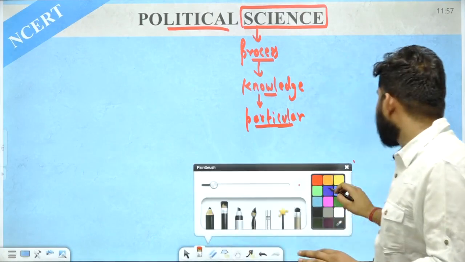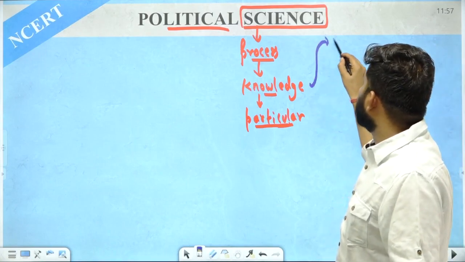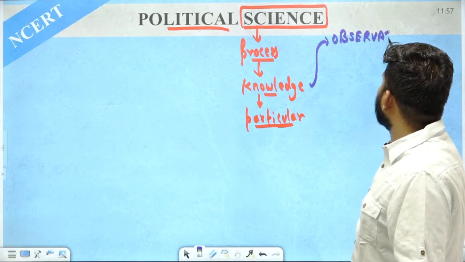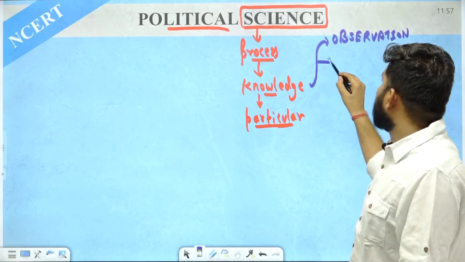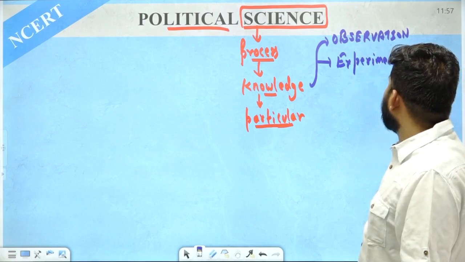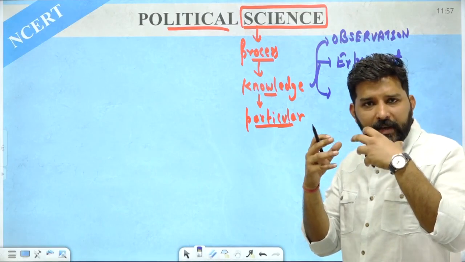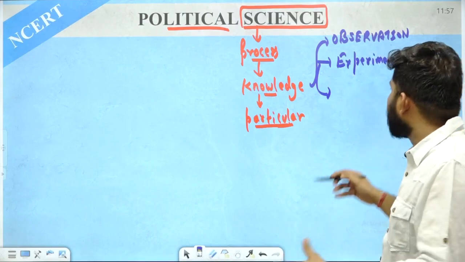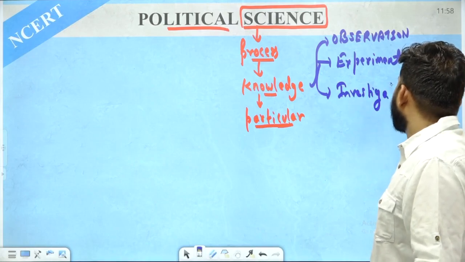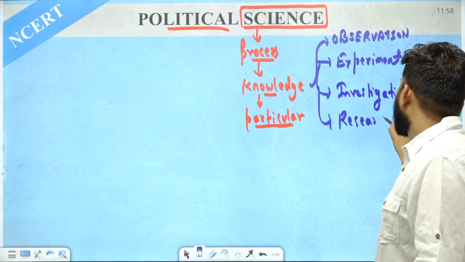Now, how can we gain knowledge from the process of science? This process of science includes various factors for gaining knowledge. For example, we can gain knowledge by observation of that particular field. We can gain knowledge by doing experiments in that particular field. We can get knowledge by investigations in that particular field. We can get knowledge by research in that particular field.